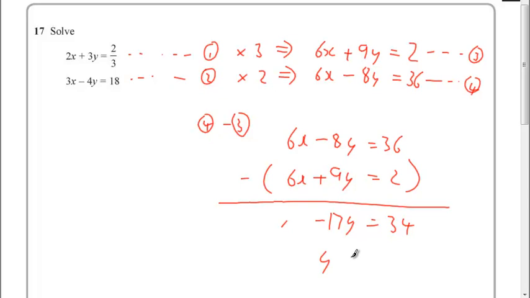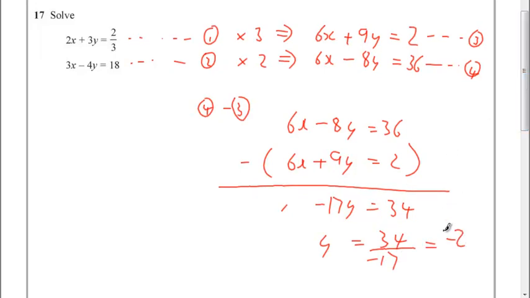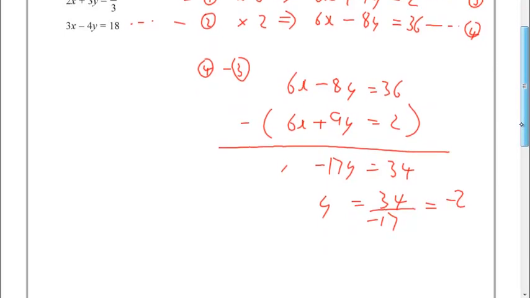So y is going to be 34 divided by minus 17, minus 2. And now we just put this minus 2 wherever we see a y, and we'll put it in equation 2, and then we can find x.